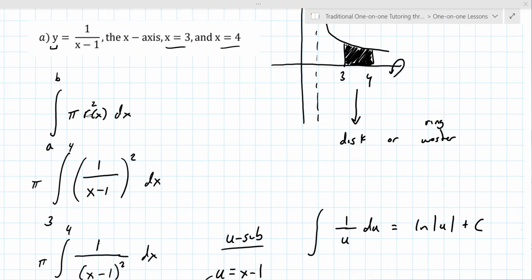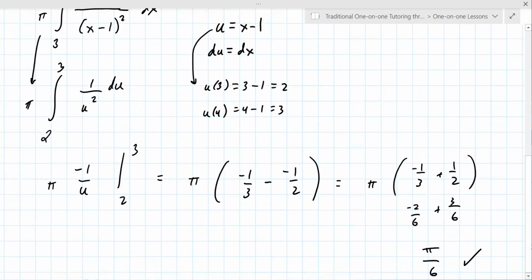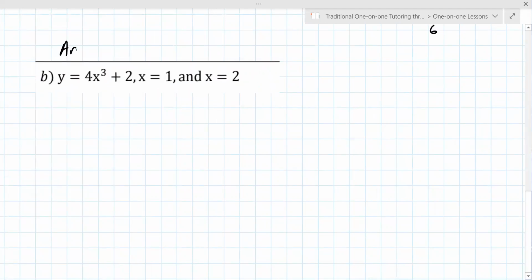It's been slightly easier because he said chapter 8, and I remember us doing volumes in chapter 8. Okay, let's look at letter B. But again, if there's anything that's unclear, please tell me so that I can explain better or give more examples to help your understanding. Okay, so this time just the area, from 1 to 2.